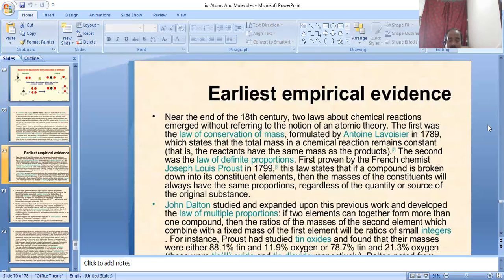Next, John Dalton studied and expanded upon the previous work and developed the law of multiple proportions. If two elements can together form more than one compound, then the ratio of masses of the second element which combine with a fixed mass of the first element will be a ratio of small integers.